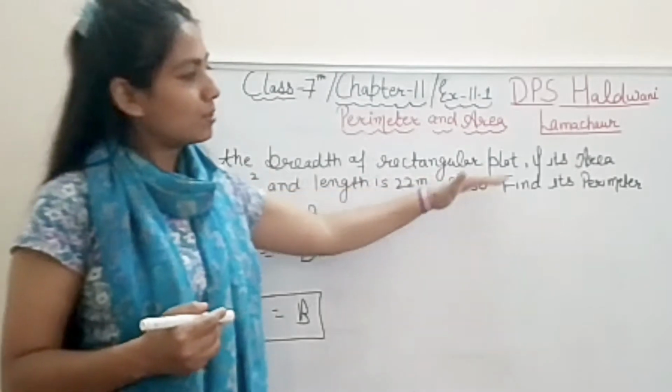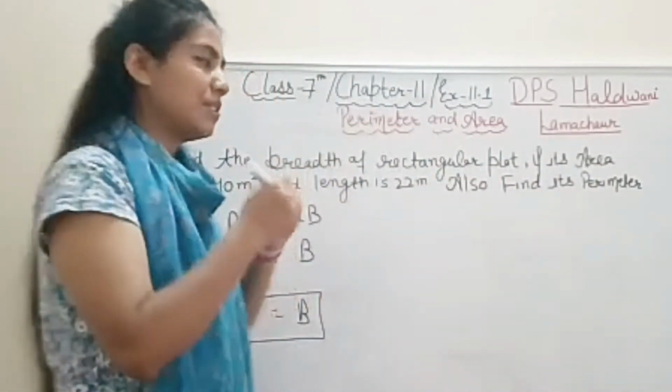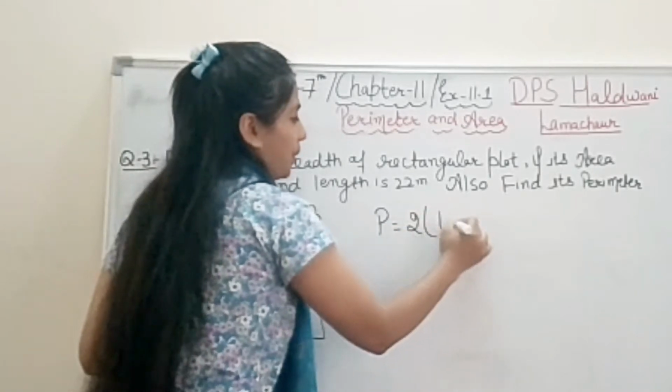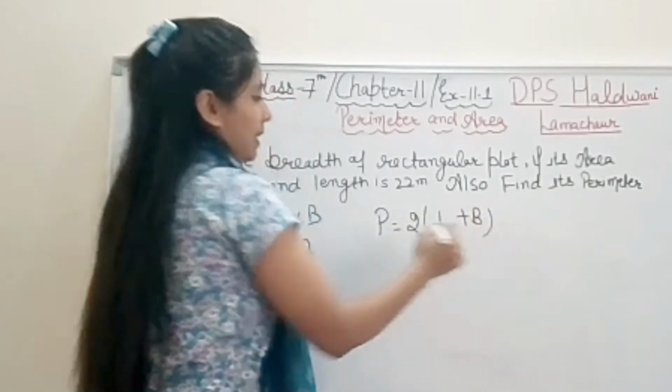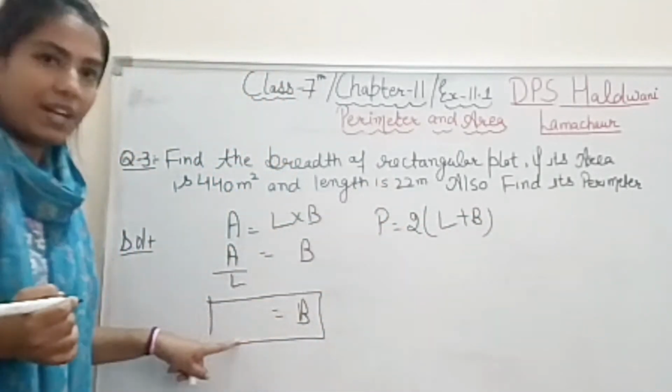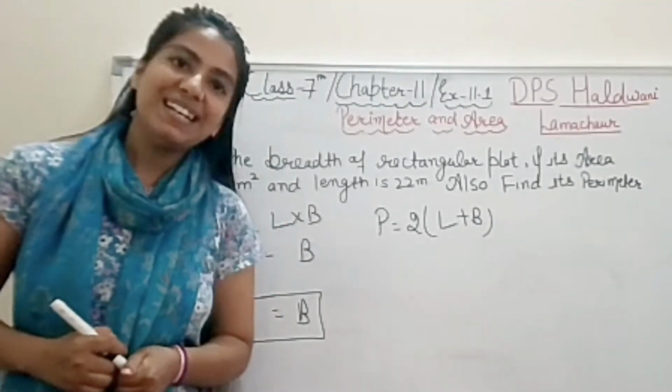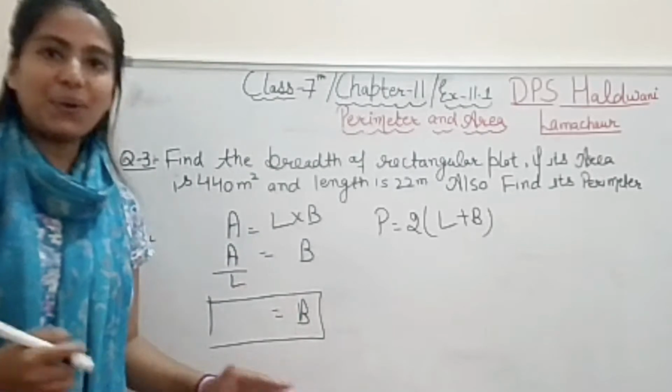Next line is also find its perimeter. So you also have to find out the perimeter of the rectangle, that is 2 into L plus B. Length is given to you. Breadth you will find out. So that will be the perimeter. Very simple, student. So I have explained to you how to do it.